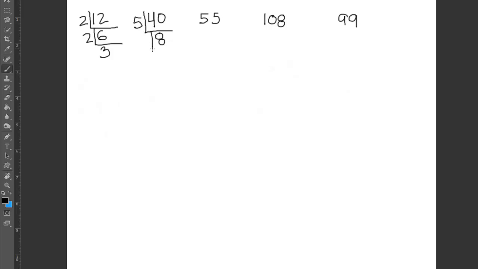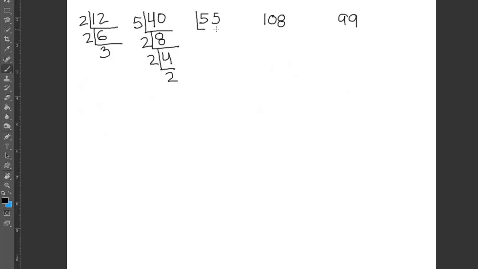and I'm going to do my little bar, and 8 has a prime factor that will go into it of 2, and 2 goes into 8 4 times. One more bar, 2 goes into 4 2 times. So now you've got your prime factors of 40.